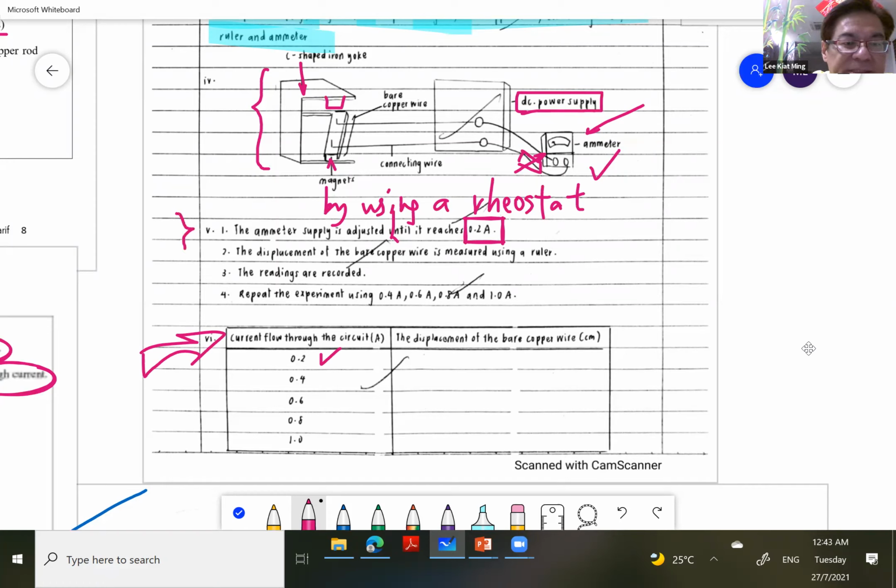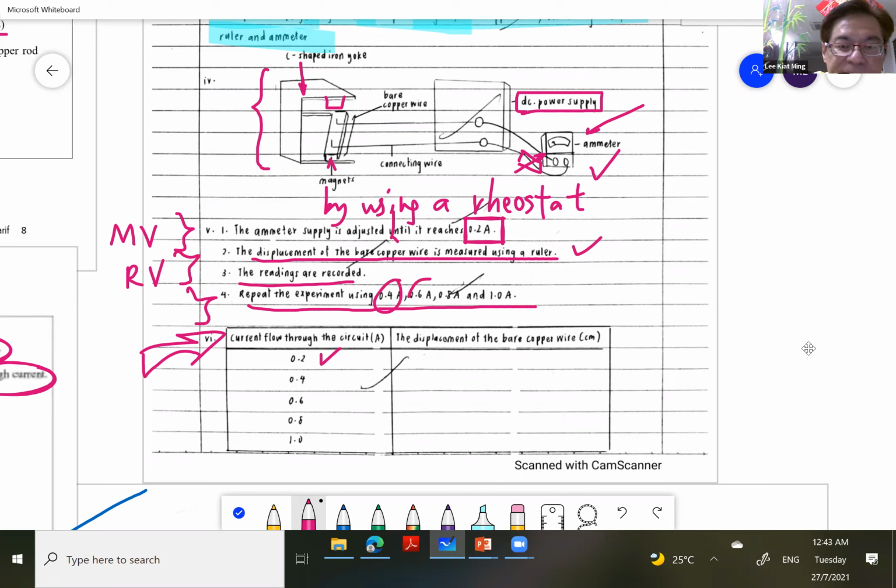Understood? First sentence mesti bercakap tentang manipulated variable. The second sentence, you're going to talk about the responding variable. All right, the displacement of the bare copper rod is measured by ruler. Okay, done. And it's recorded. And then the third sentence will be the repetition. All right, the above steps are repeated by increasing the current to 0.4, 0.6, 0.8, and 1.0. It must match the value here. And this is the second column, understood lah? Responding variable, the displacement of the bare copper wire.